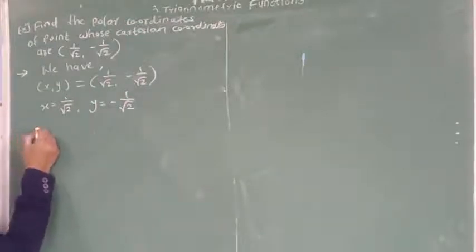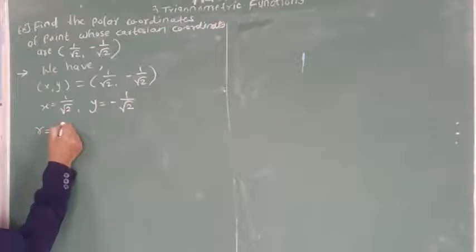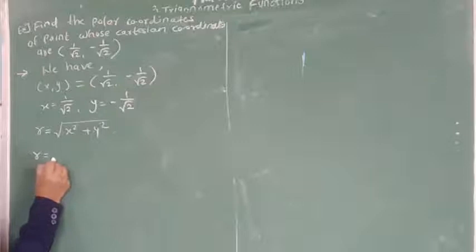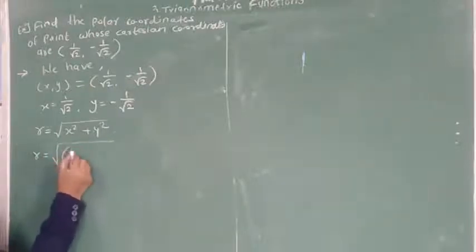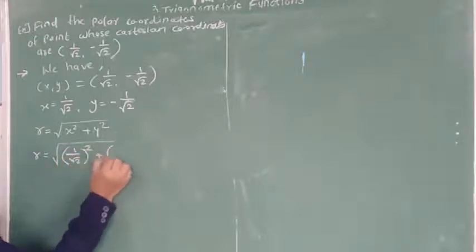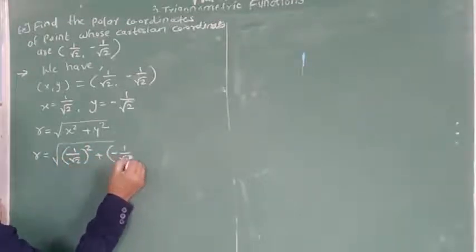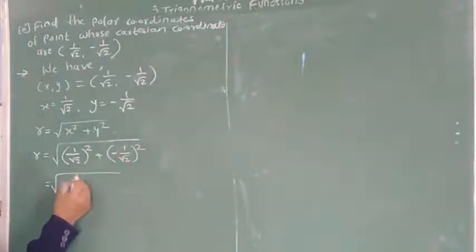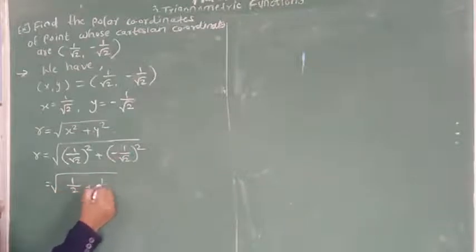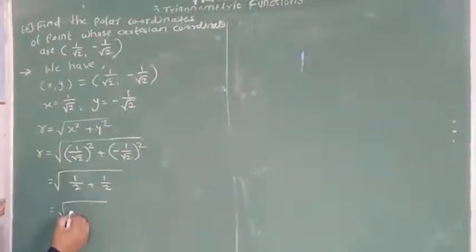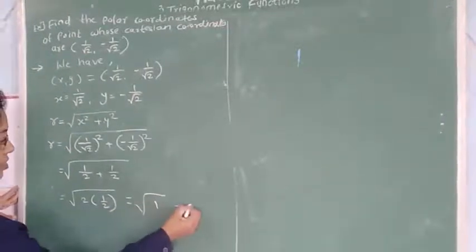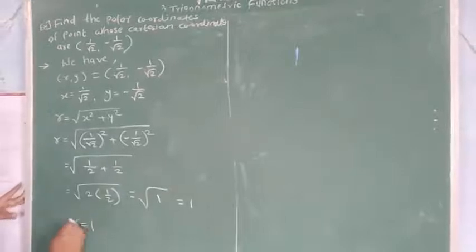We know the formula for r is under root of x square plus y square. So r is equal to under root of (1 upon root 2) squared plus (minus 1 upon root 2) squared. This is 1 upon 2 plus 1 upon 2, so 2 times 1 upon 2, which is 1. So the value of r is 1.